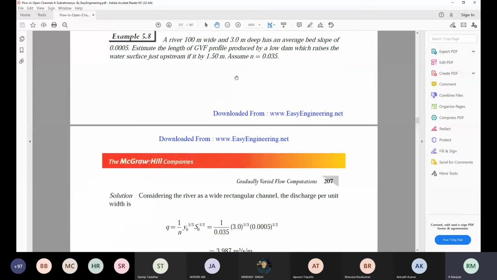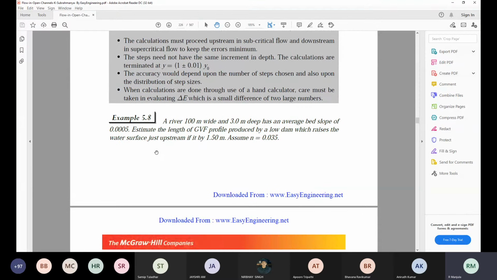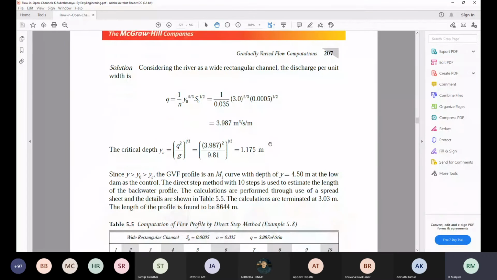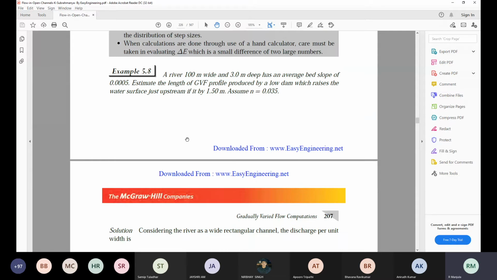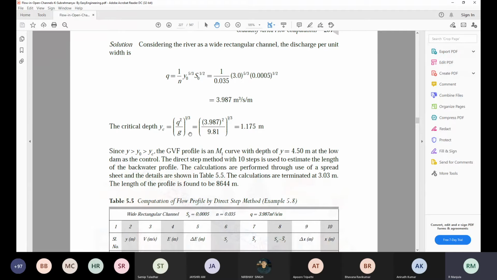Okay, now you can see the same problem. You consider a river which is 100 meters wide and 3 meters deep, which has an average bed slope of 0.005. Estimate the length of the gradually varied flow profile produced by a low dam, which raises the water surface just upstream by 1.5 meters. Assume n is equal to 0.035. So here you are considering a wide rectangular channel. The discharge per unit width you calculate, and the critical depth, because it is a rectangular channel only, isn't it? So you take yc is equal to (q square by g) the whole power 1 by 3.